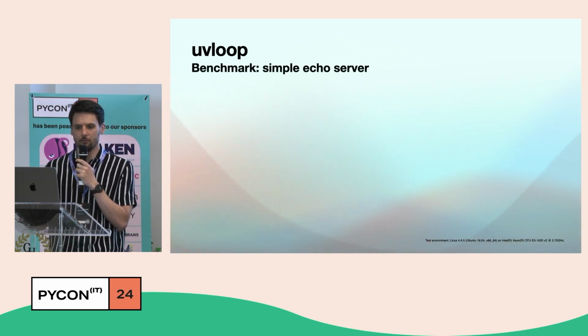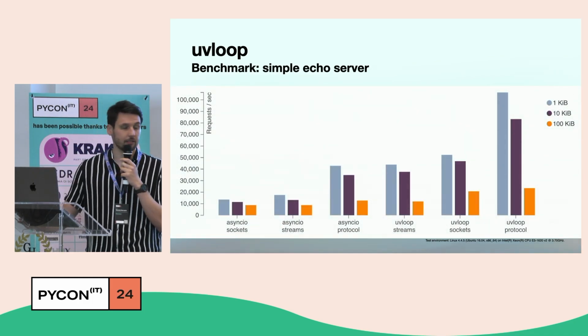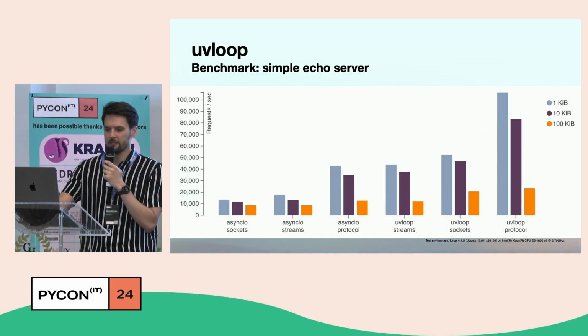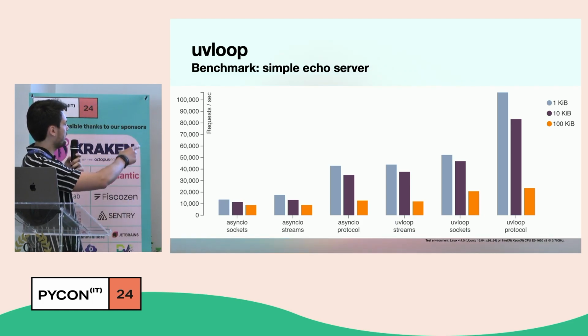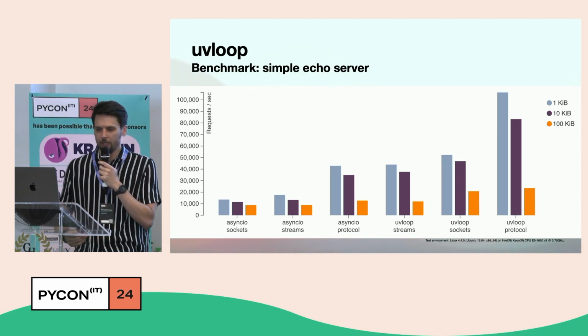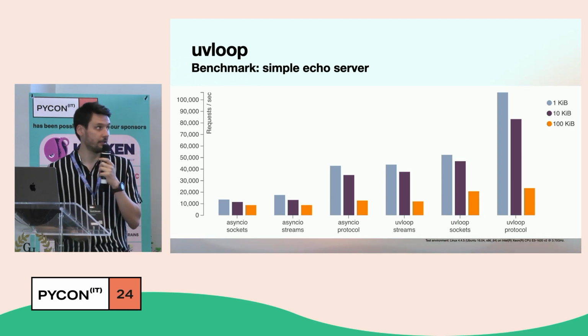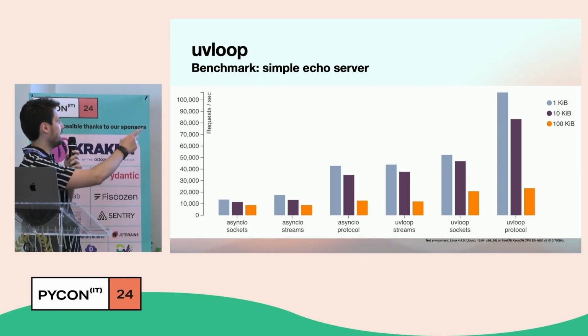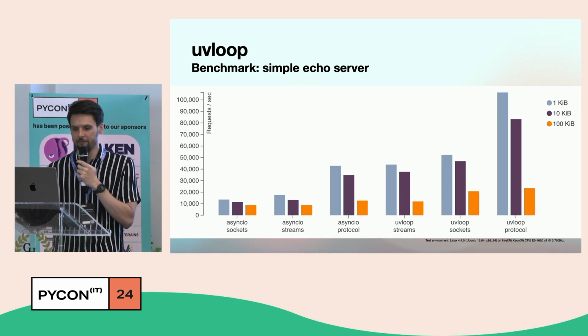Okay, so let's see some benchmarks with a simple echo server. This chart shows the performance of a simple echo server with different message sizes. 3 benchmarks were used: socket, streams, and protocol. And on the left you have asyncio, and on the right you have uvloop. So on average, uvloop makes asyncio from 2 to 4 times faster. And also for 1 kilobyte message, it has 100,000 requests per second. So it's totally insane. It's really fast.